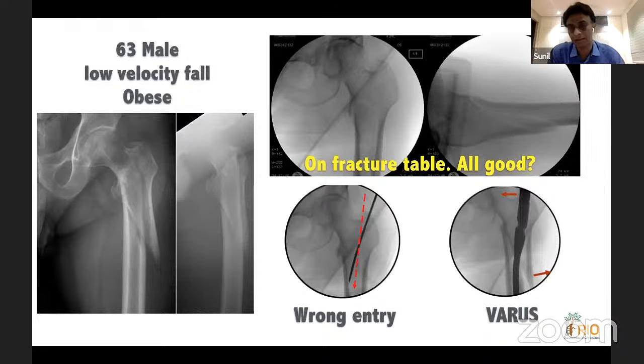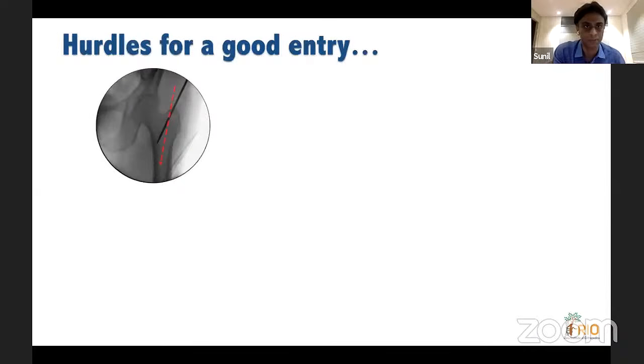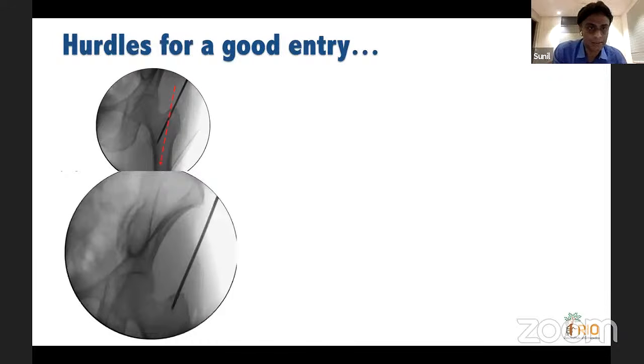So reduction is one thing, and then nailing is the other. You have to make these go hand in hand, and you have to understand that if your nailing technique is not proper, you can still end up with a mal-reduced fracture. So what are the hurdles that don't allow you to get a good entry for nailing a subtroch fracture? If you look at this case, you can see the iliac flare coming up and not allowing the surgeon to get a straight shot at the femur.